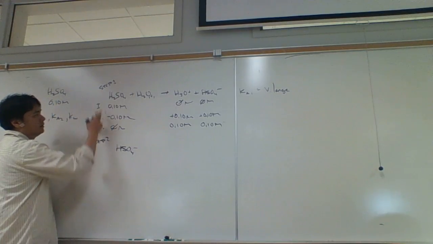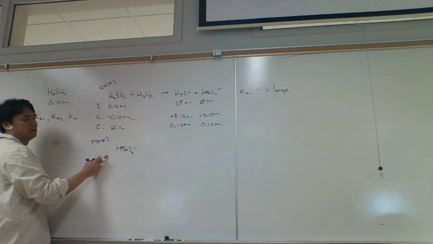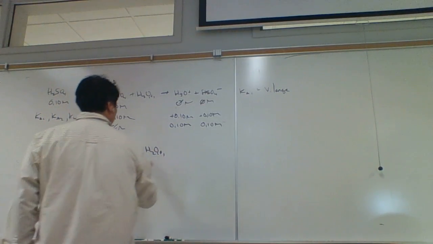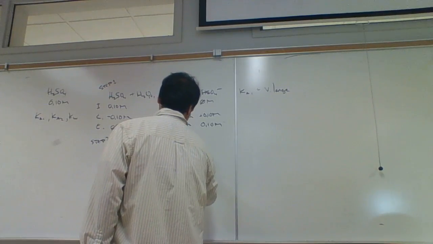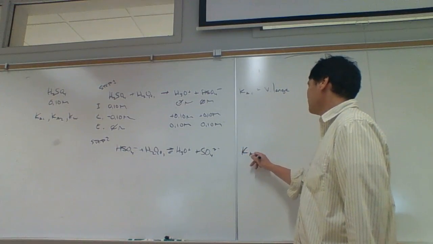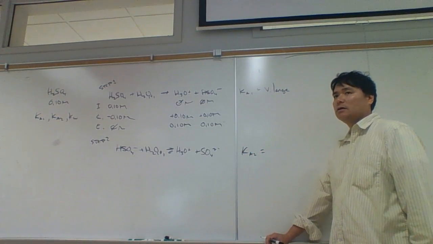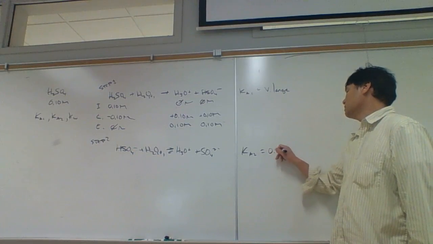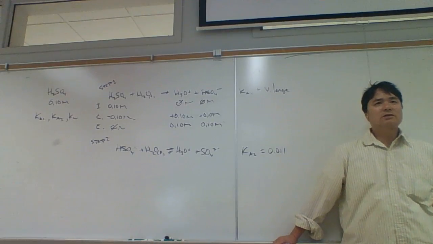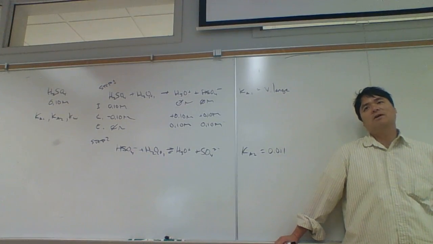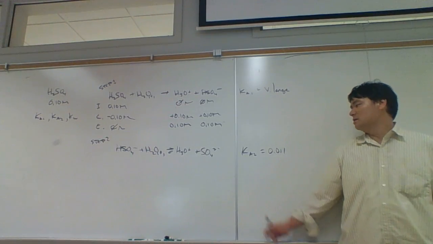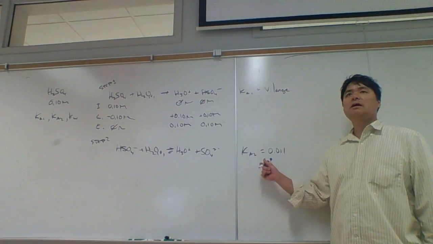Step 2 would be, well, sulfuric acid is a diprotic acid. And so here, HSO4 minus can hydrolyze water to form hydronium and sulfate. And so let's look at the Ka2 value for this. The Ka2 value is 0.011. In other words, it's 1.1 times 10 to the minus 2. Is 1.1 times 10 to the minus 2 kind of on the big side or the small side of weak acids? It's on the big side. Since the K value is kind of big, then I've got to worry about it.